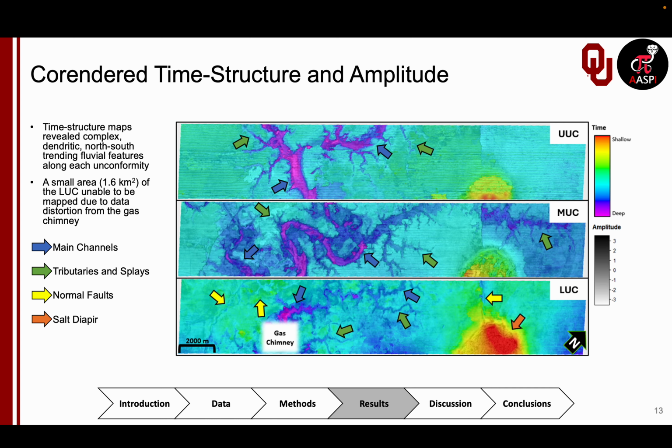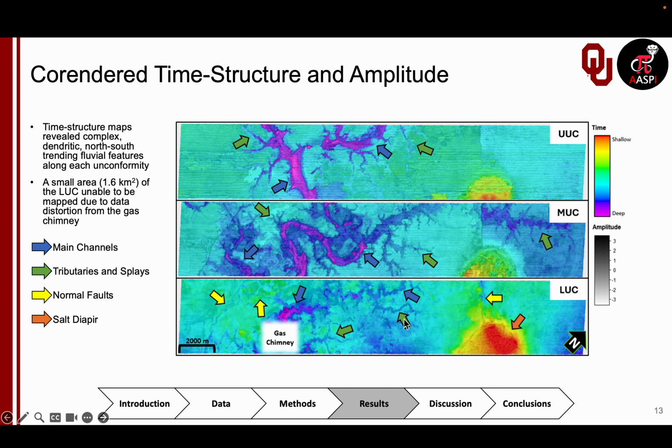First I'll show you the overarching features along each unconformity. If you remember, I mapped all of these in detail, so I can very simply produce time structure maps. That's what we see here, time structure maps of each unconformity, co-rendered with amplitude just to pull out some of those more subtle features. Down here we have our lower unconformity, or LUC. We have our middle unconformity right here, our MUC, and up here, shallowest, we have our upper unconformity, or UUC. Just so everyone's clear, these are mapped view images of each unconformity.